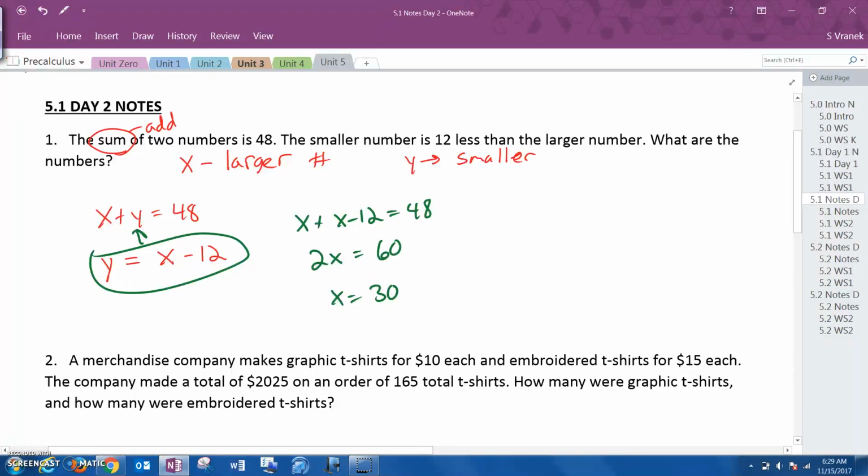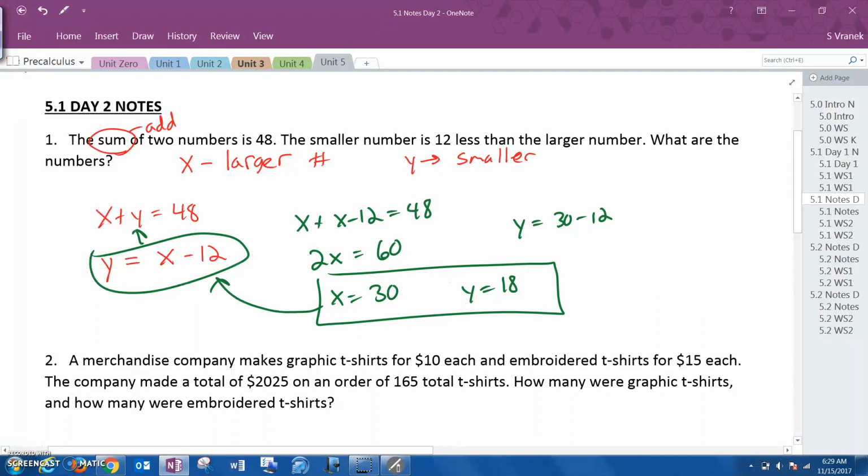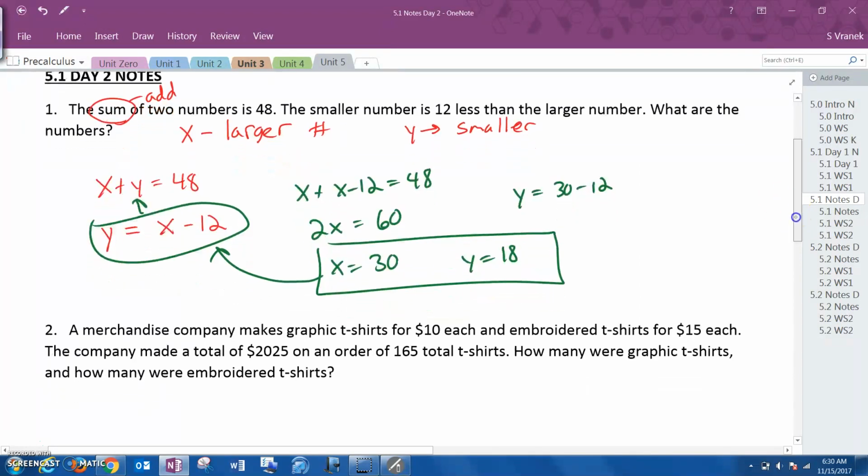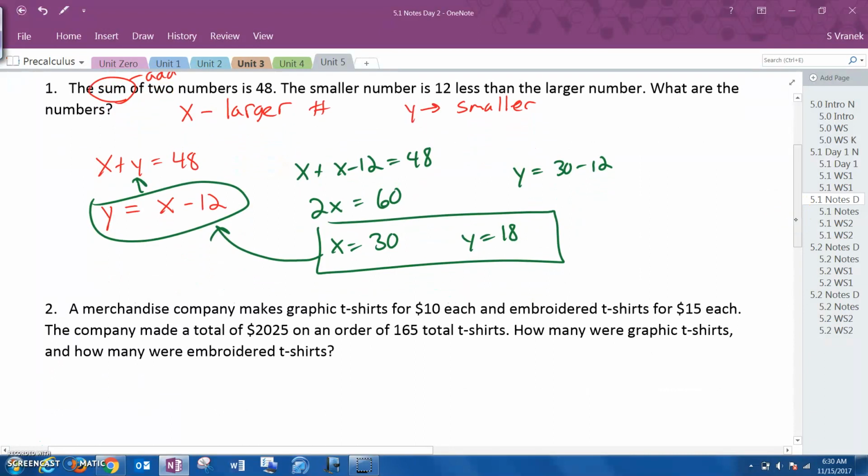So my larger number is 30. I plug that back into this one. I get y is equal to 30 minus 12, so y is equal to 18. So my two numbers for this problem are 30 and 18. And again, you can always check by adding them together to make sure they add to 48 and subtracting to make sure the difference is 12. Okay? Alright, let's keep going.